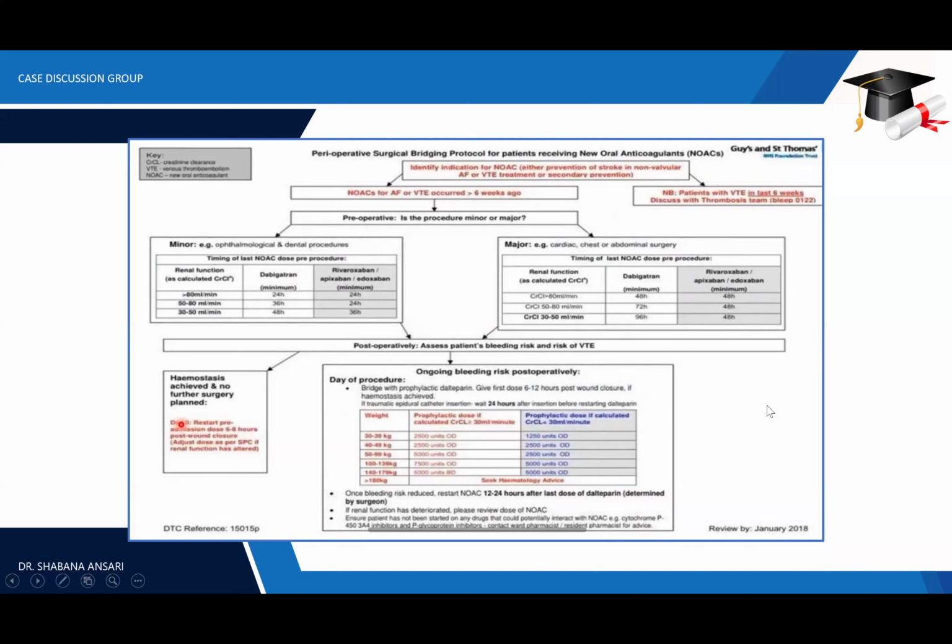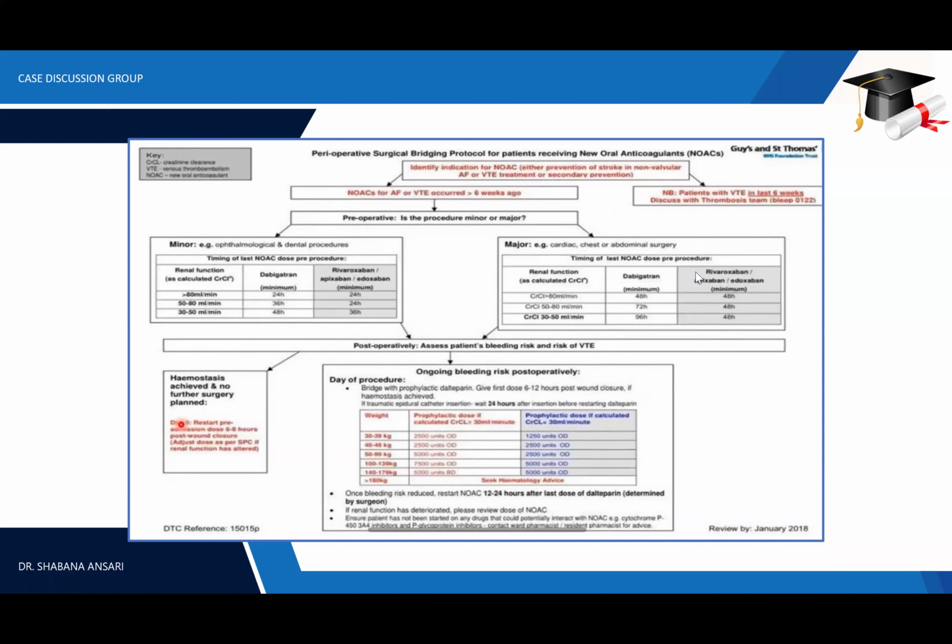After that, we have one more chart. Okay. So like you said, suppose we have rivaroxaban in the exam. We know it is a direct or new oral anticoagulant. So we have to see when the VTE occurred. More than 6 weeks, or if in the last 6 weeks, then of course we will be discussing this with the thrombosis team. It's a very, very high risk case, right? Then we will see whether it's a minor surgery or a major surgery. So in our patient, it's going to be a major surgery because she's having abdominal surgery, TH and BSO, right?